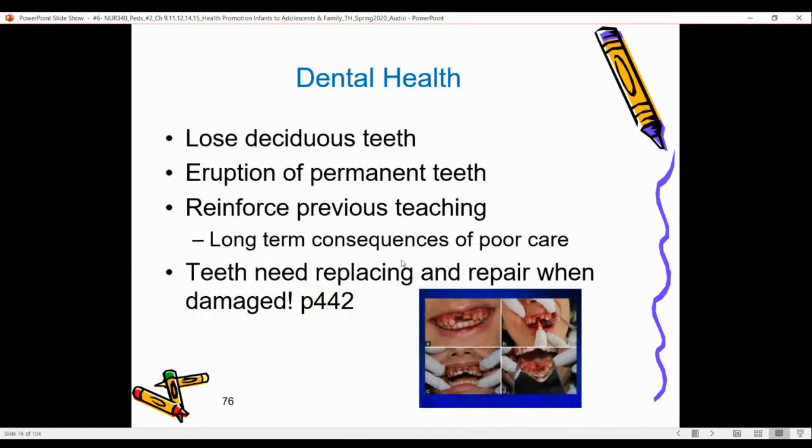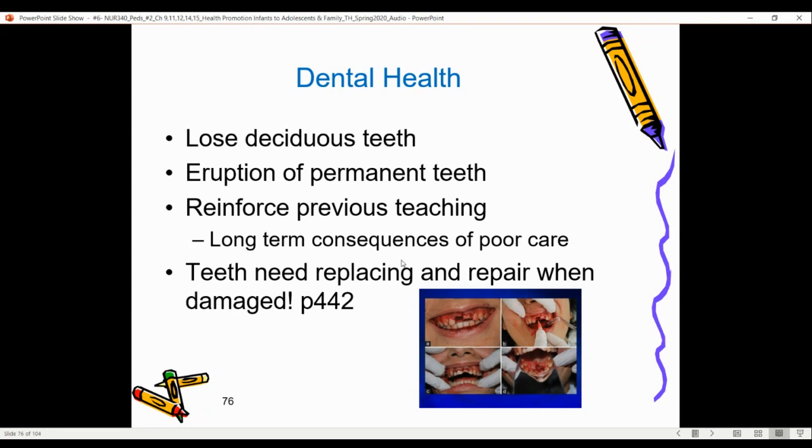Dental health. You guys saw my kid, right? So she lost her front teeth. She's lost 3 of her bottom teeth at this point. They lose their baby teeth in the school age years and they get their permanent teeth. So now it's even more important to do the dental teaching and reinforce brushing their teeth twice a day, flossing, and going to the dentist at least twice a year for those teeth cleanings to protect those adult teeth.